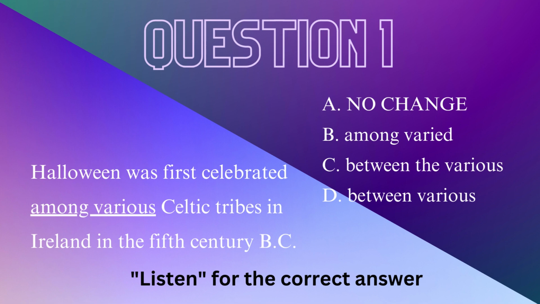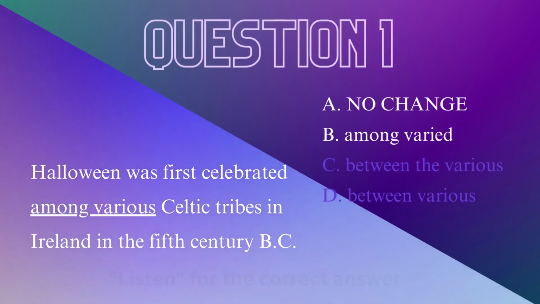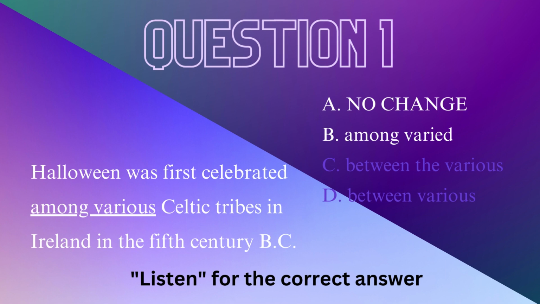Notice the difference between among and between. If you can distinguish which one of those is correct, then you can eliminate at least 50% of your answer. So when we look at the word between versus among, between usually means we are between maybe two. So there's probably more than just two Celtic tribes in the country of Ireland in the 5th century. So that can eliminate choice C and D. So that leaves us with choice A or B.